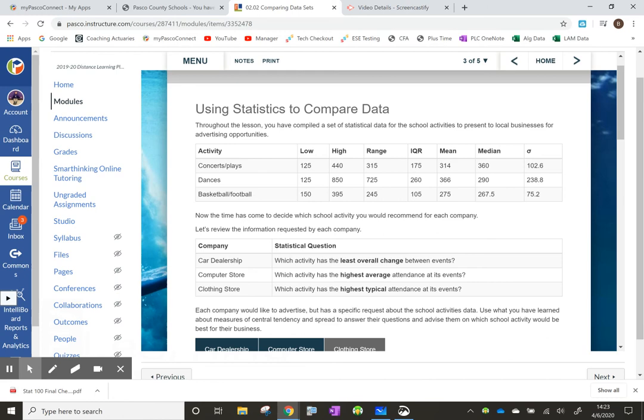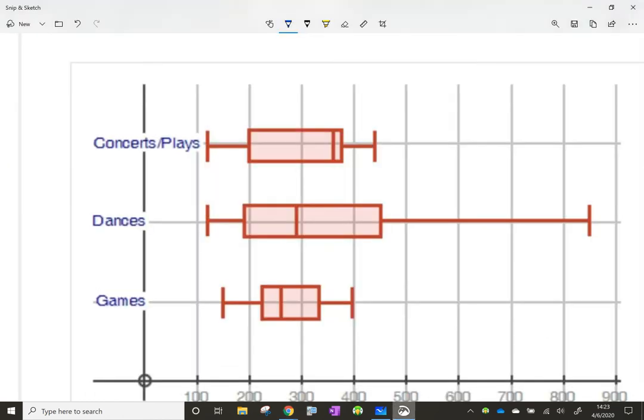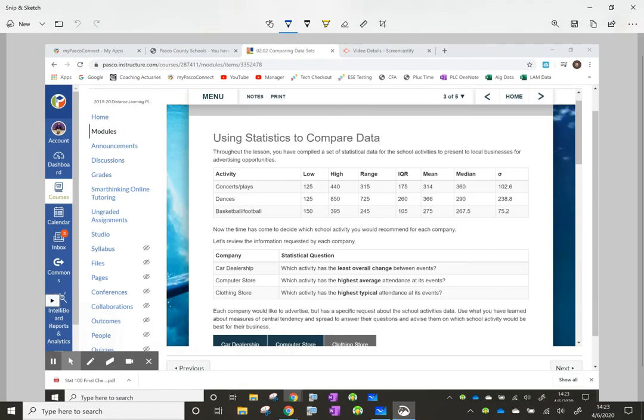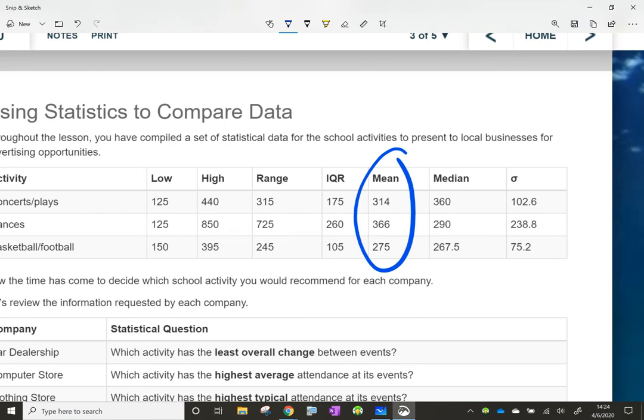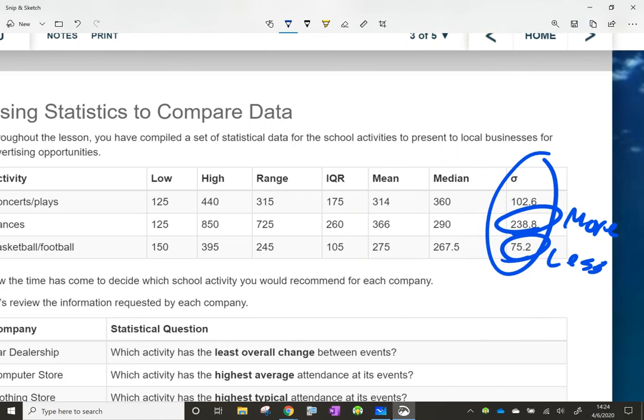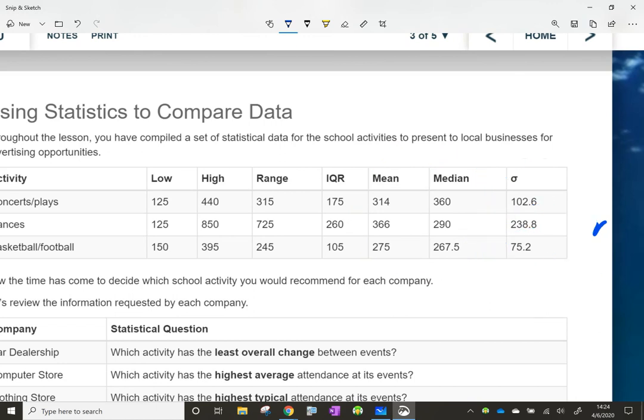So let's make a quick conclusion about what we see here. Let me do a snippet. So the mean is good if you want to find a typical average. A median is good if you want to find the average of a more asymmetrical set of data. Standard deviation is something to measure how spread out the data is. So a higher standard deviation is more spread. A lower standard deviation is less spread. And you guys know what mean and median are already. They're kind of, like I said, the middle of the data sets.